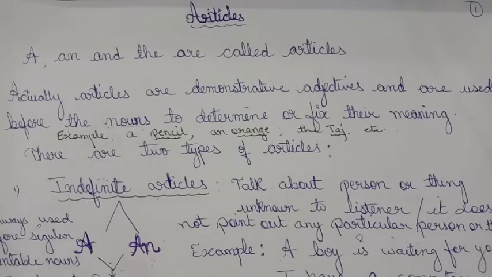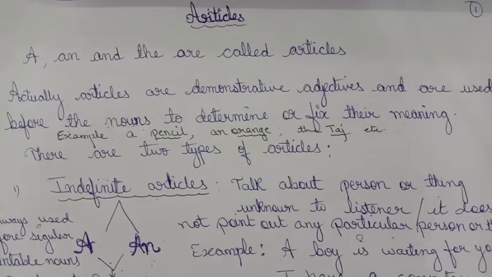Now let's have a glance at the article before we start with the revision. Articles are actually demonstrative adjectives, and they are used before nouns to determine or fix the meaning. You use them before a noun to fix the meaning. A, an and the are all articles. Now there are two types of articles, indefinite and definite.